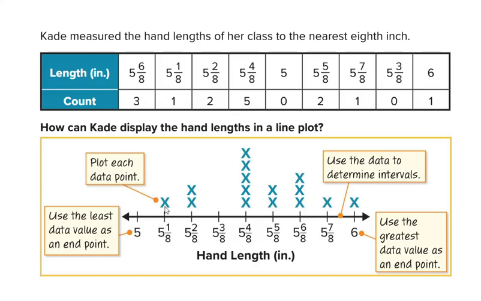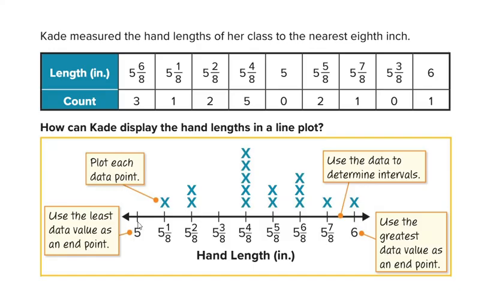Well, we can tell by looking down here. Each one of these X's represents a kid. So if we count them all, we got 1, 2, 3, 4, 5, 6, 7, 8, 9, 10, 11, 12, 13, 14, 15 kids. Now, the different lengths of hands are up here. Some kids had longer hands than others, you know what I mean? And so they start down here and they're going by eighths.